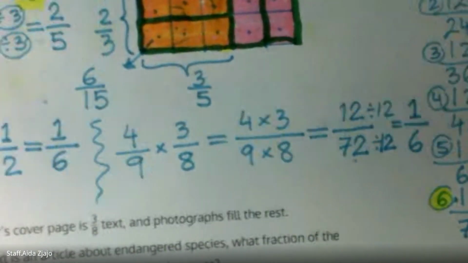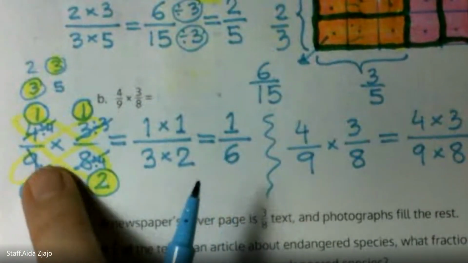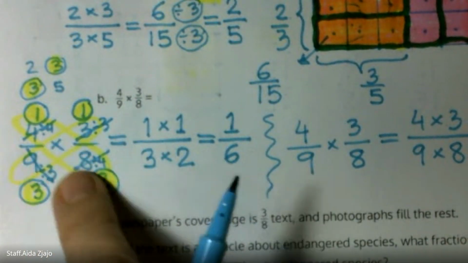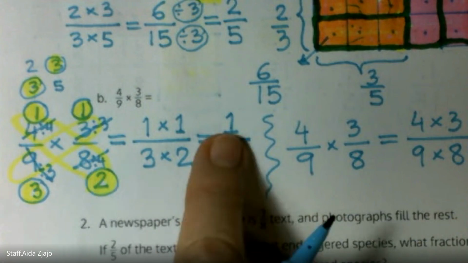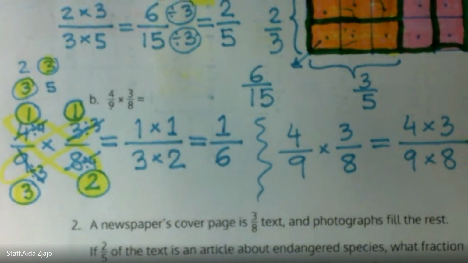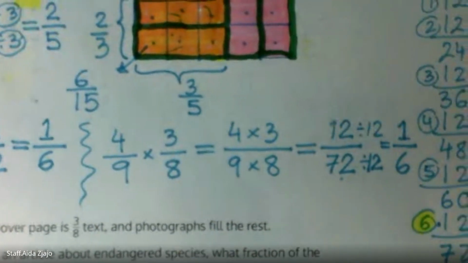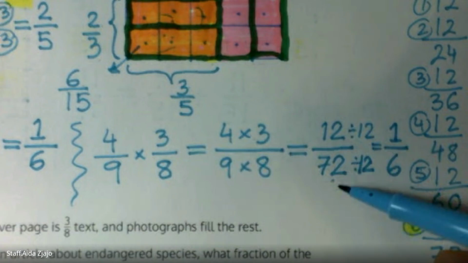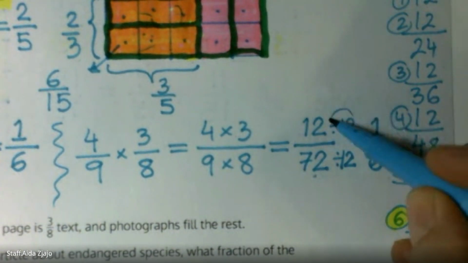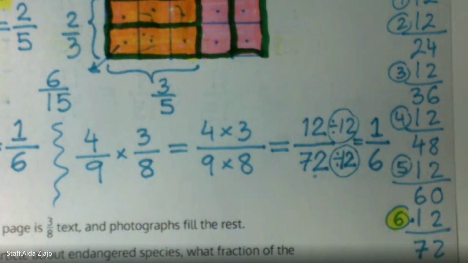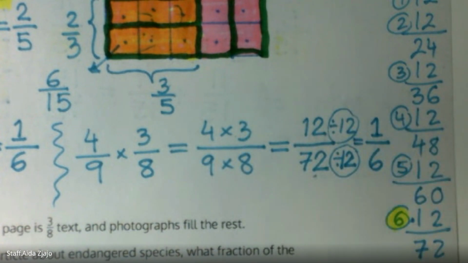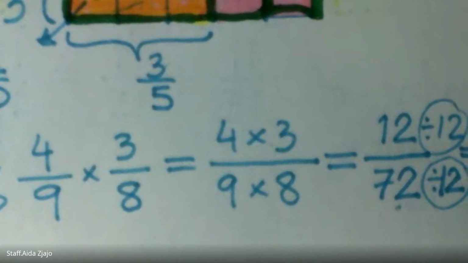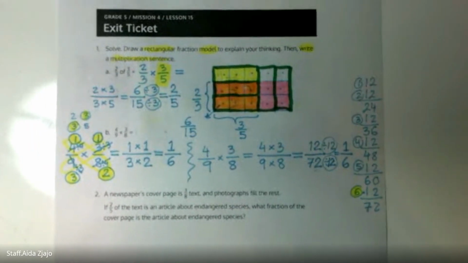You can simplify, and it's much easier, and then you reduce your fraction all the way right away to 1/6. If you go regularly, you come to the larger numbers, and then you have to find the greatest common factor for both, and then you divide, and then you simplify to 1/6. Okay, I hope that was understandable.